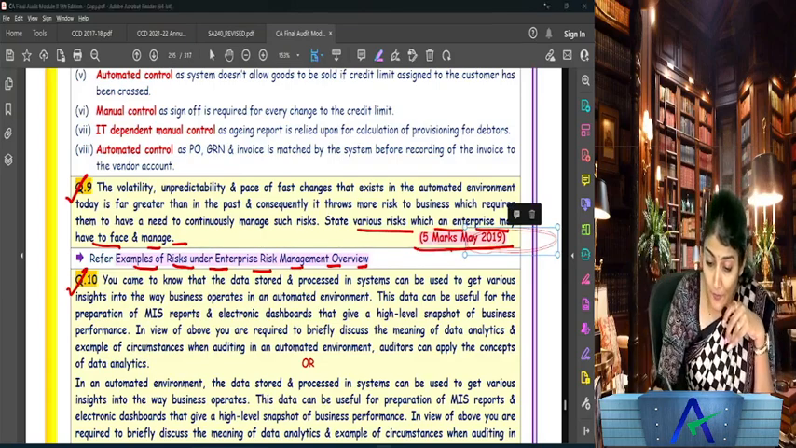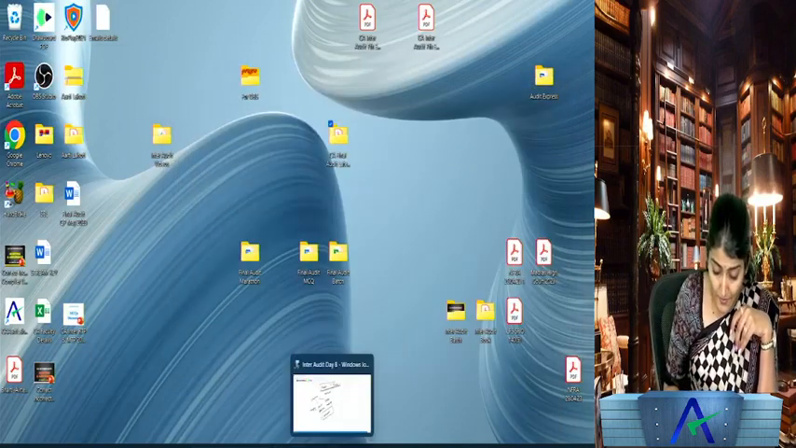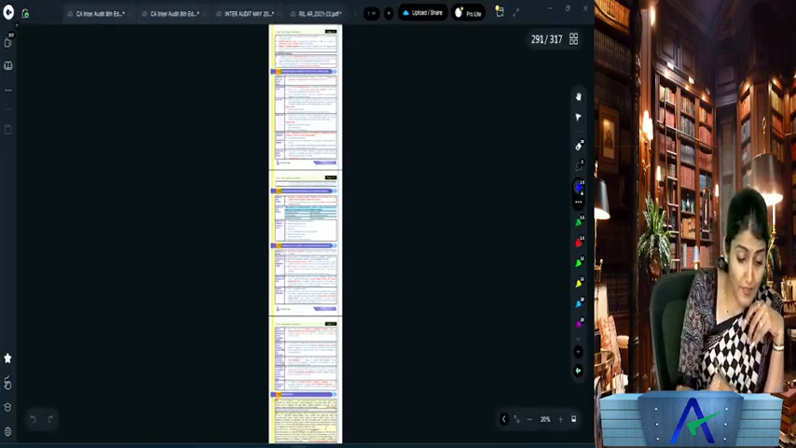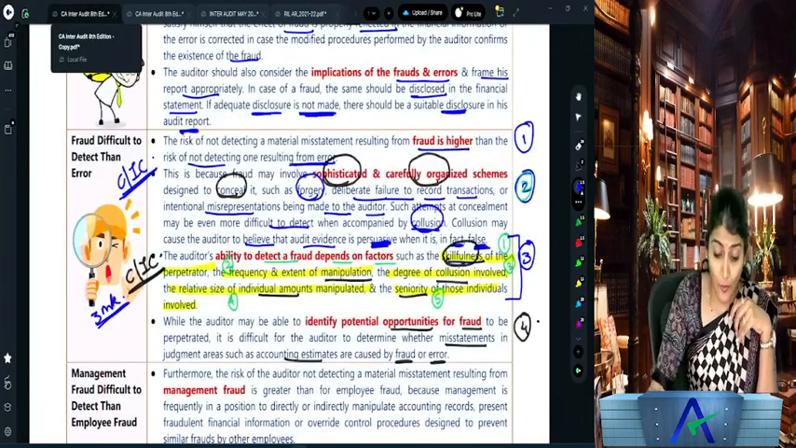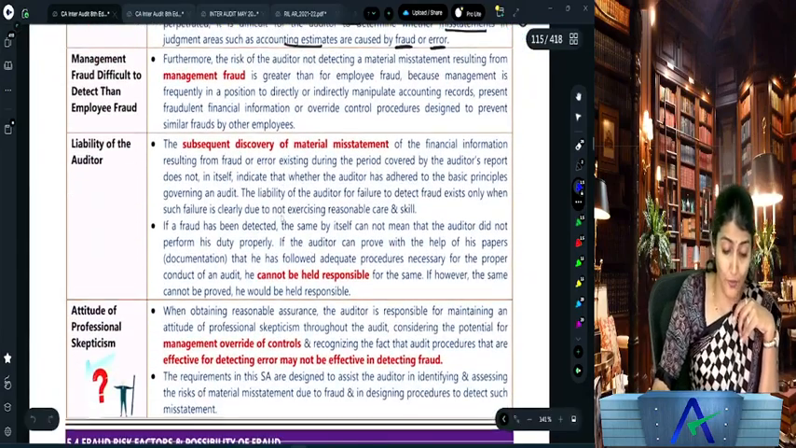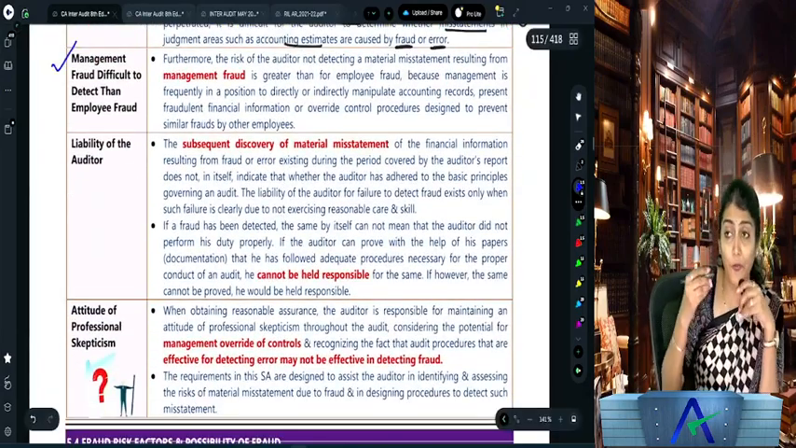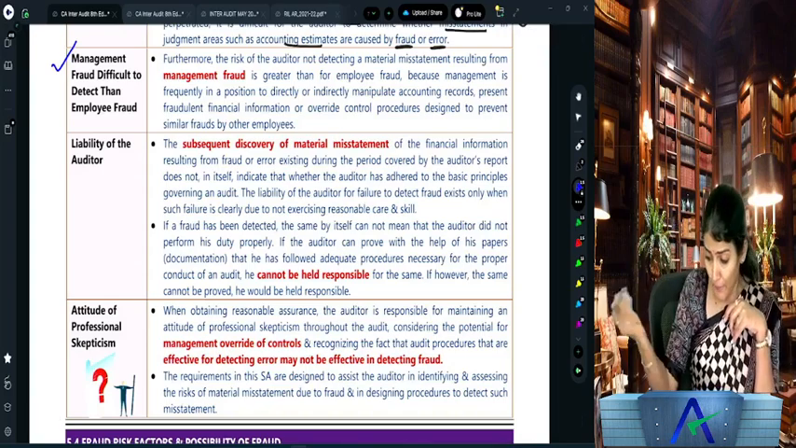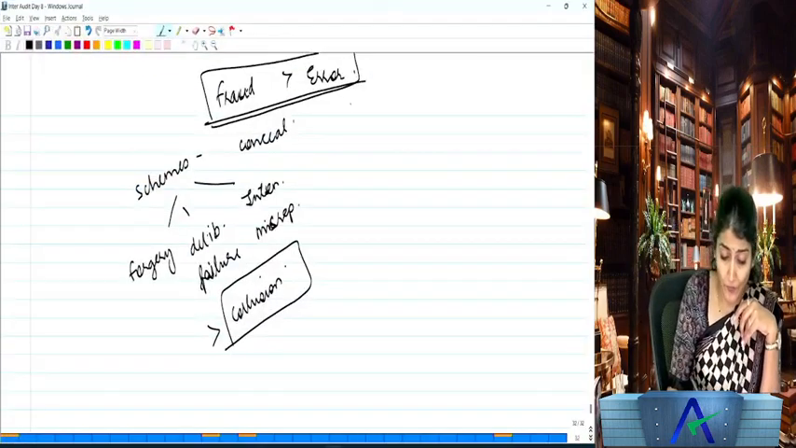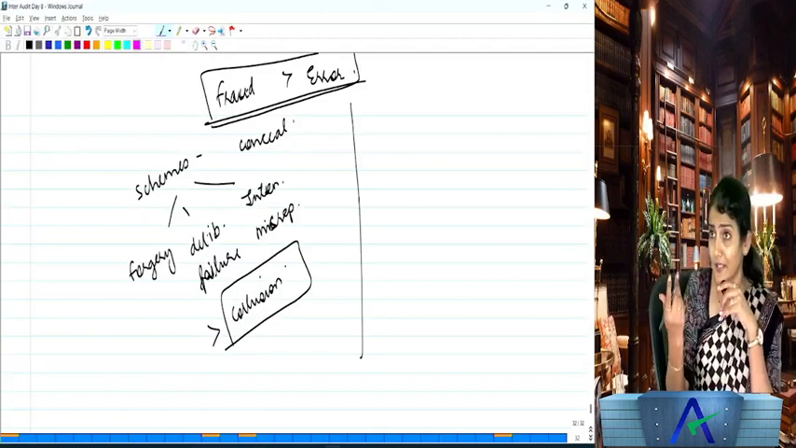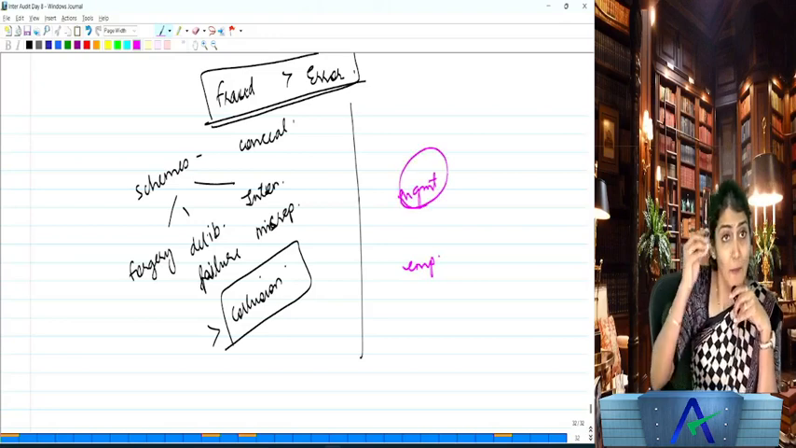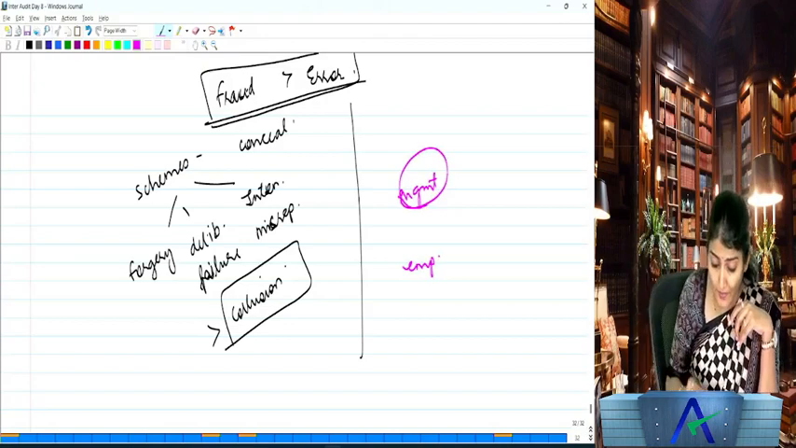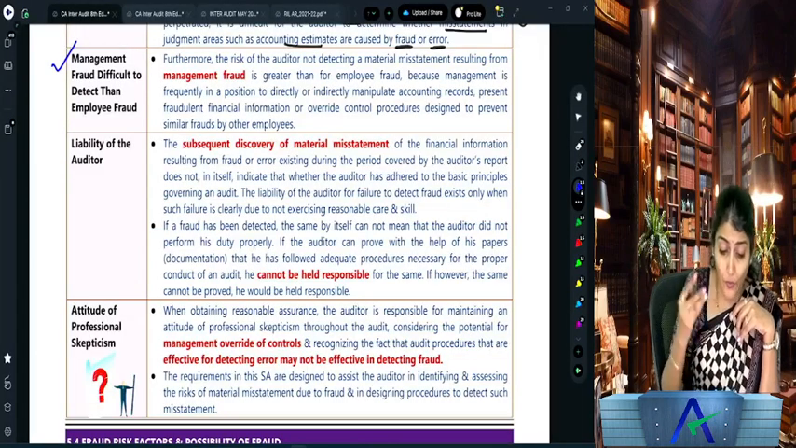You understand that? That is why when I look at this point over here, I think there is a possibility that this could be coming as a separate question in the exam. What are the factors affecting the auditor's ability to detect the fraud? Then what do we say? That management fraud is more difficult to detect than employee fraud. Why is that so? Because employee work is at least being supervised and reviewed by the management. But for management, is anybody there to supervise or review their work? No. So what does it say?